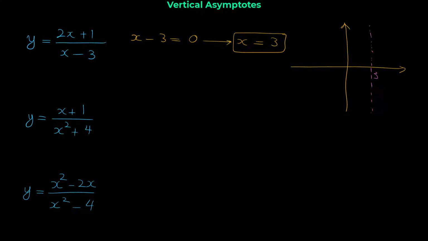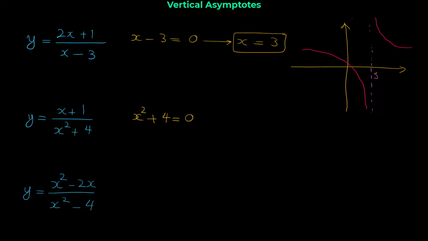And the graph of that function is something like this. As you can see here, x equals 3 is the vertical asymptote of that function. Also, this function has a horizontal asymptote, but this is not the topic of this video. Now look at the next function. Similar to the previous question, we have to set the denominator equal to 0. So for finding the vertical asymptote, set the denominator equal to 0.